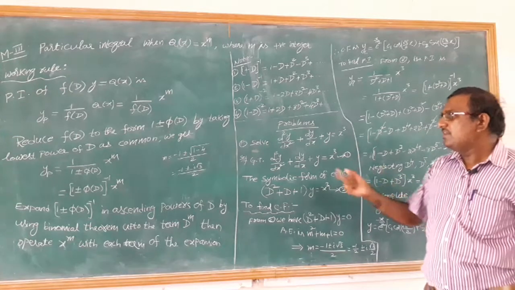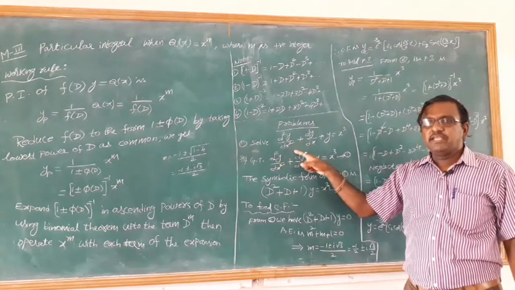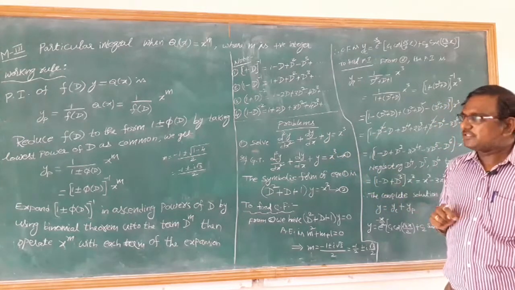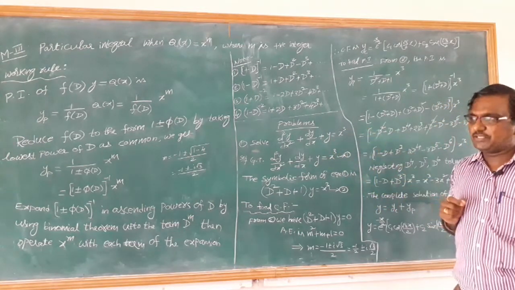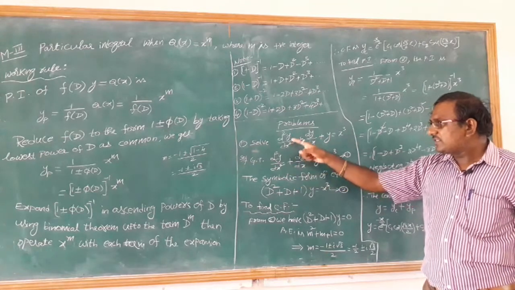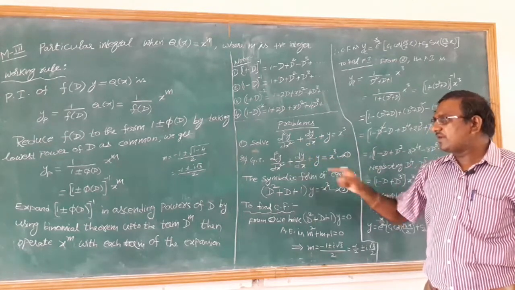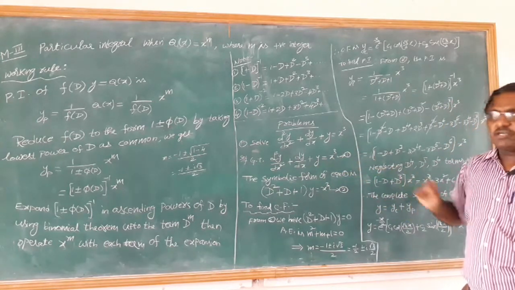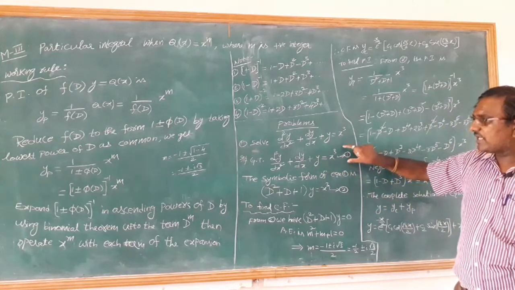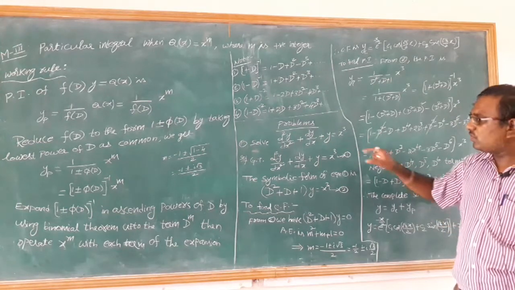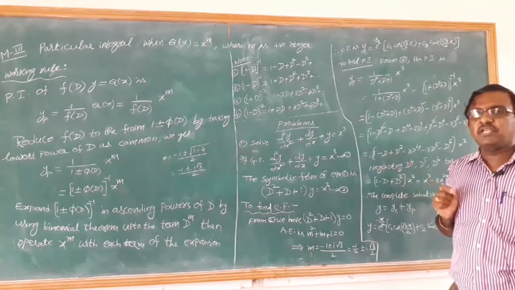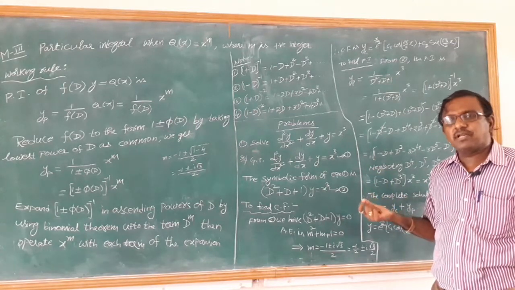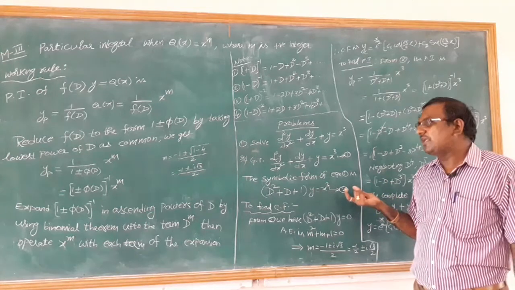See the first problem: solve d square y by dx square plus dy by dx plus y is equal to x cubed. Now we have to solve this differential equation. Given data: d square y by dx square plus dy by dx plus y is equal to x cubed. Take it as equation number 1. This is a non-homogeneous linear differential equation. The solution of a non-homogeneous linear differential equation is the combination of complementary function and particular integral. So first we have to find the complementary function and then we can find the particular integral.